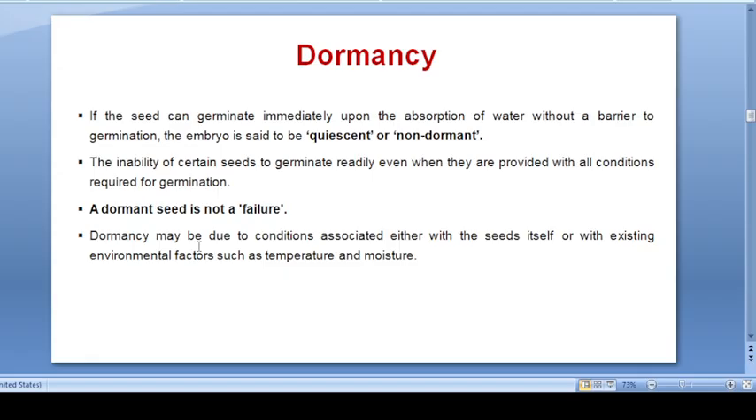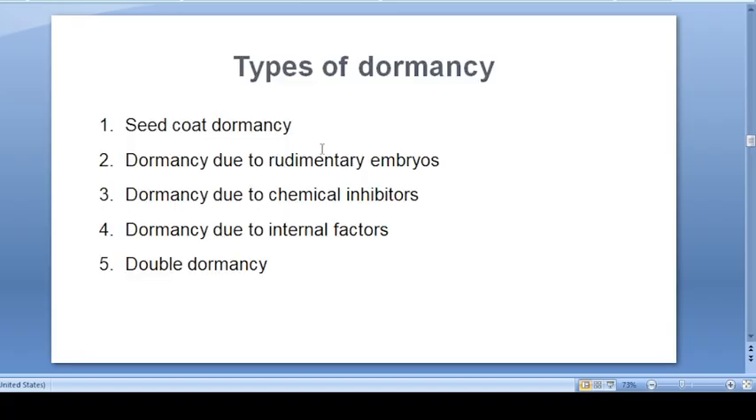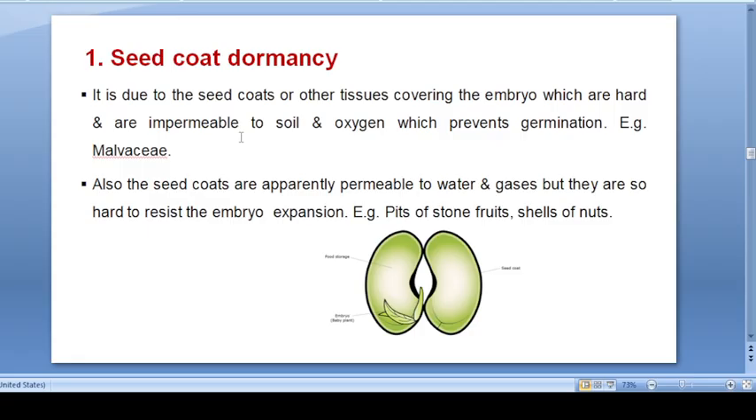So, what are the main reasons for dormancy? We will see. Here you can see a seed with the plumule, endosperm, scutellum, and radicle. There are different types of dormancies which exist in seeds, that is, seed coat dormancy, dormancy due to rudimentary embryos, and so on. One by one, we will study the different types of dormancies.